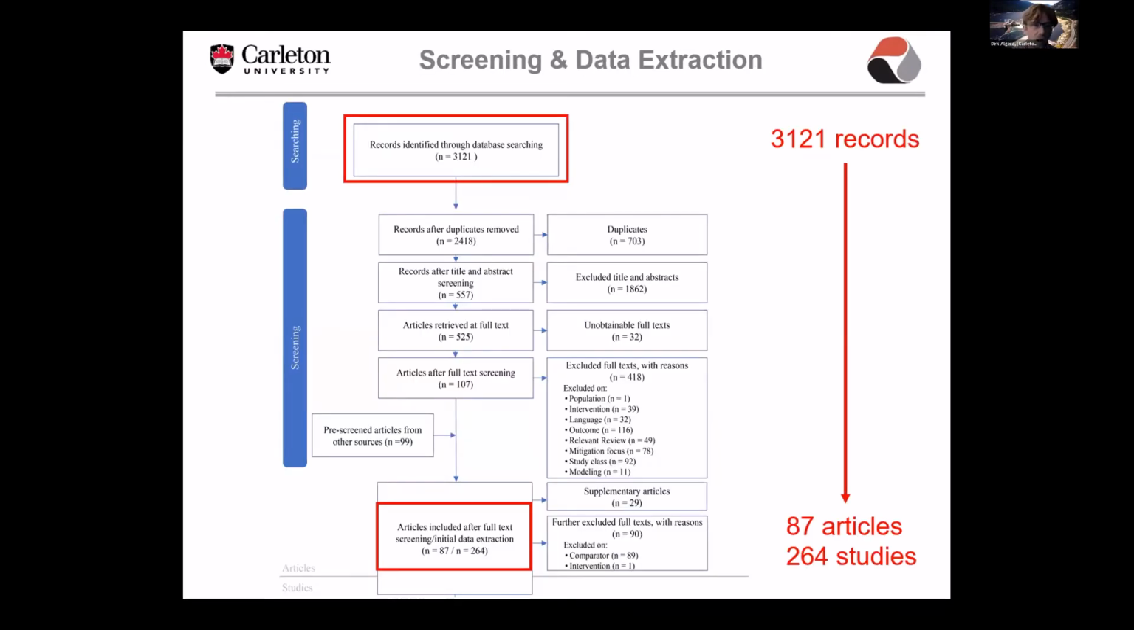There's quite a bit going on here. This slide is from the screening and data extraction process, but I'm not going to go too much into details. The key take-homes are that from our internet searches, we resulted in 3,121 records that we screened, and after the inclusion criteria, we were left with 87 articles, and that was 264 studies within those articles.